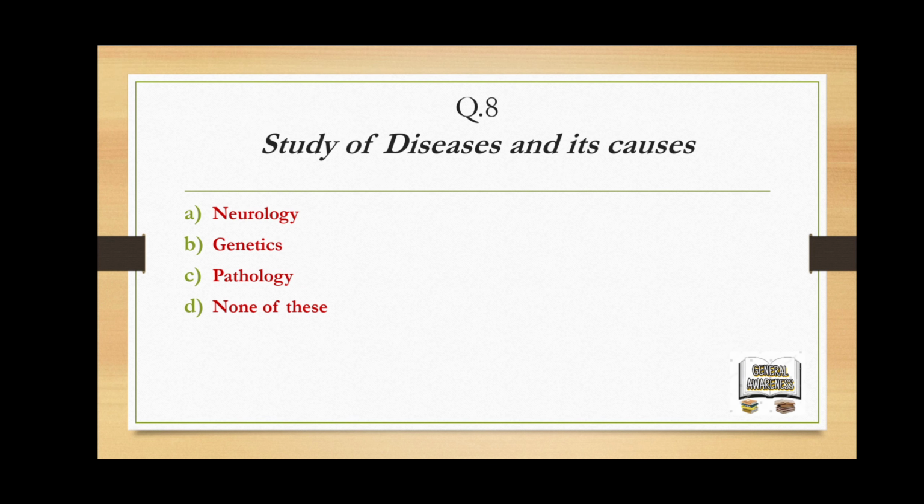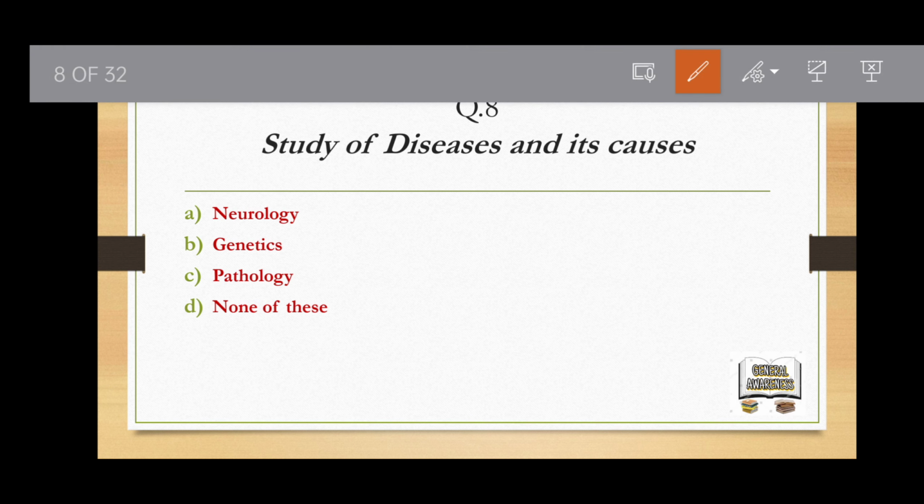Next question. Study of diseases and its causes. Option A neurology, option B genetics, option C pathology, option D none of these. The correct answer is option C pathology.